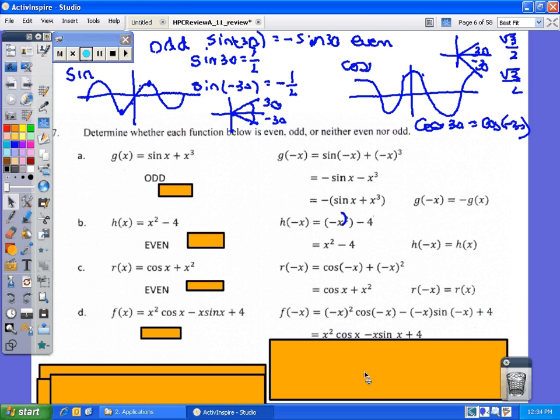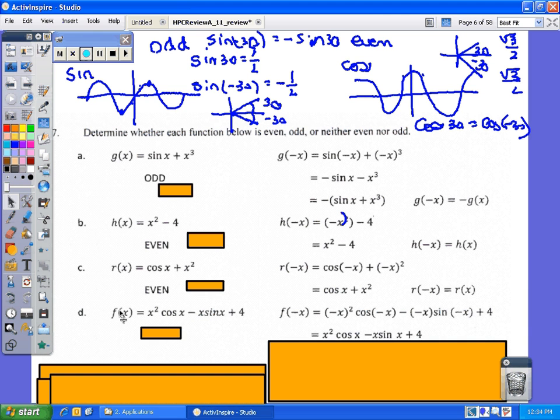Yeah, what do you think? How does this compare with the original? When I input a positive x, this is the outcome. When I input a negative x, I get the same outcome. All right, you ready? Did you say even? You're right. Okay, good job.